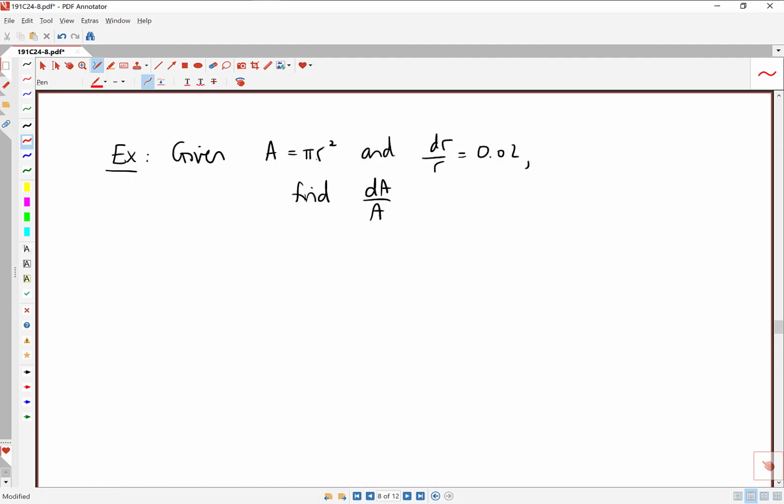So here's our problem. We're given A equals pi r squared. Okay, so that's the area of a circle. We're told that dr over r is 0.02. So this is actually the relative error in the radius. In other words, we've got a 2% error in the radius, you could say. And what we'd like to find is dA over A, so that's the relative error in the area.